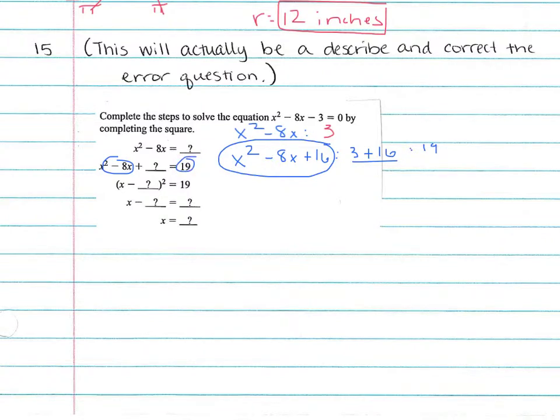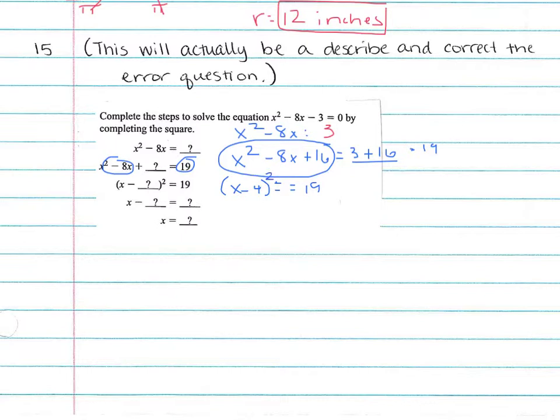Then for this part, you will have x minus 4 squared equals 19. We know this because in the middle it's a minus 8, so we know we have to have a minus sign as we're solving this. The square root of 16 is 4, so it's x minus 4, and then negative 4 plus negative 4 is negative 8, and all of that equals 19, and that should have a squared there.